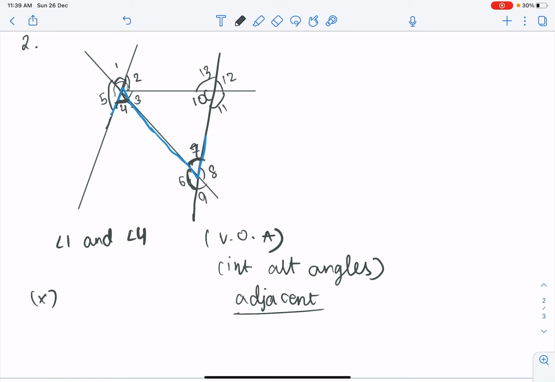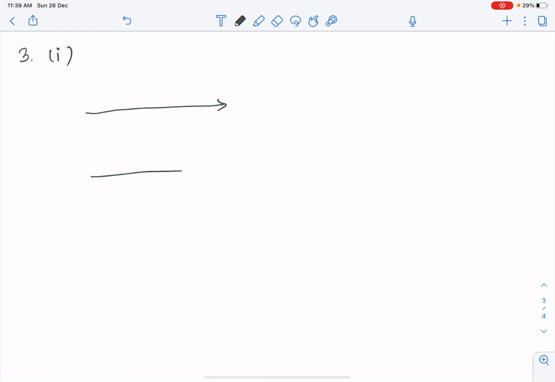Yes. Now we will move on to question number 3. Let's see how you will solve it. It is asking that in the following figure, the arrows indicate parallel lines. You have to say which angles are equal and why. Let's see part 1. This is your transversal. You have your A, B, C and D. You have to state which angles are equal.